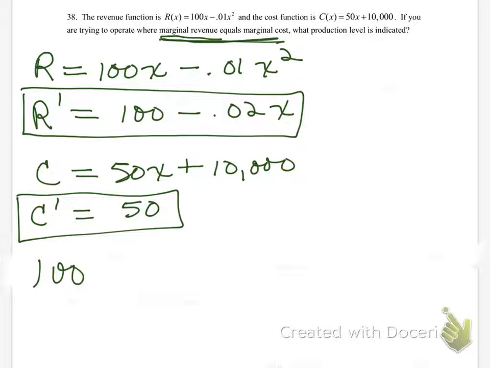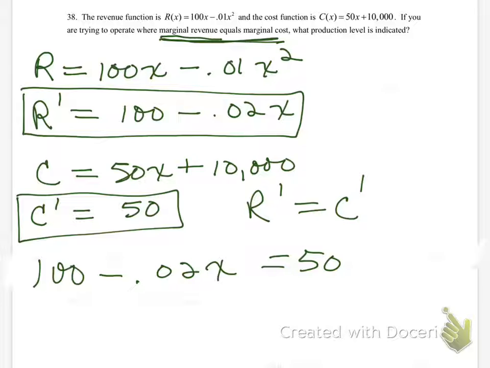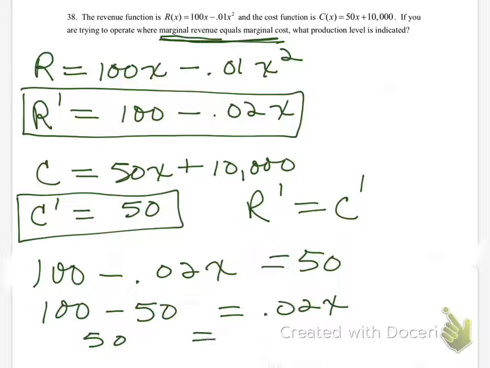So what I'm doing, let's just make this clear. This is what I want to do. So now let's do it. 100 minus 0.02x equals 50. Okay, so I'm going to say 100 minus 50 equals 0.02x, and then 50 equals 0.02x.